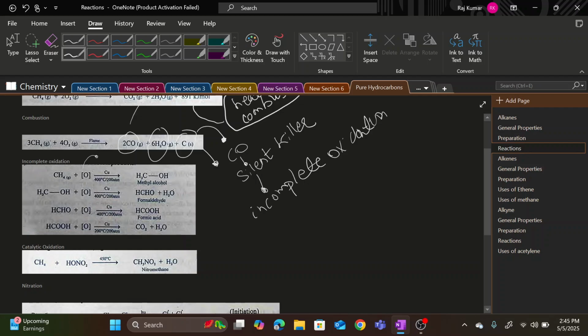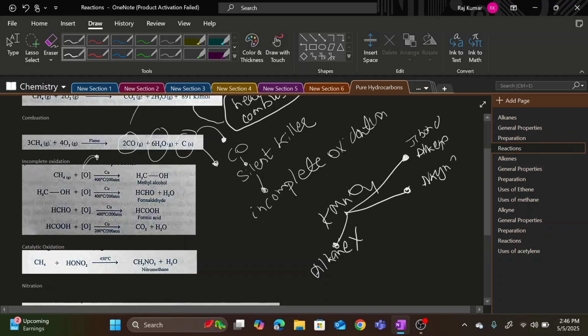But essentially we do not use it, because potassium permanganate does not oxidize alkanes. Potassium permanganate does not oxidize alkane. It only oxidizes those pure hydrocarbons which have a pi bond: alkene, alkyne, and benzene, but not alkane.